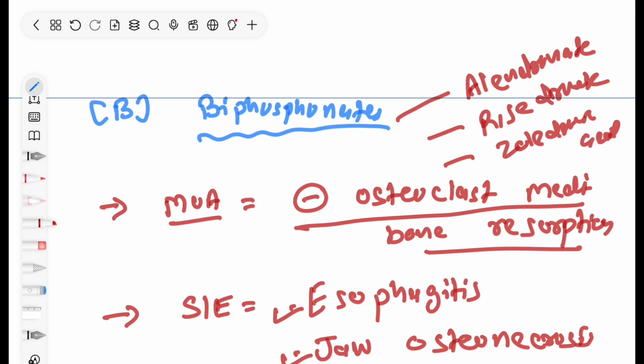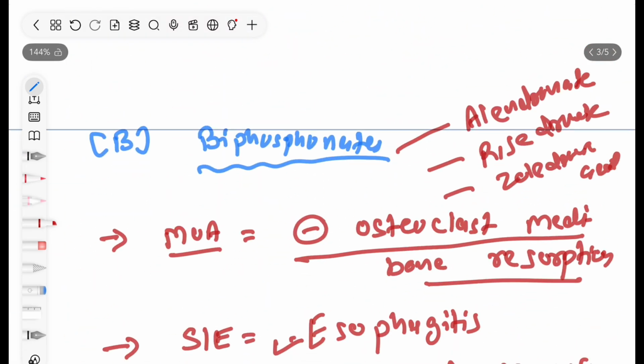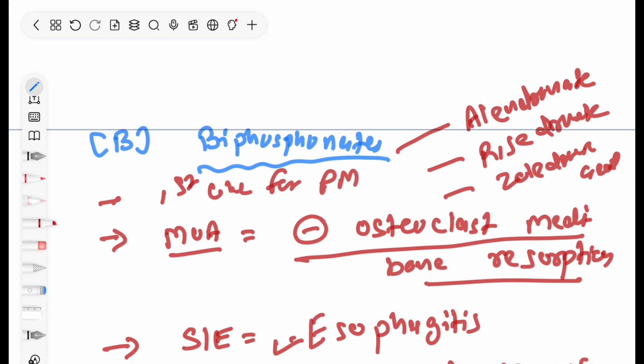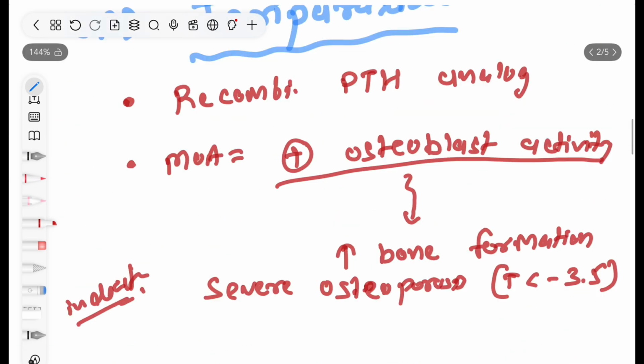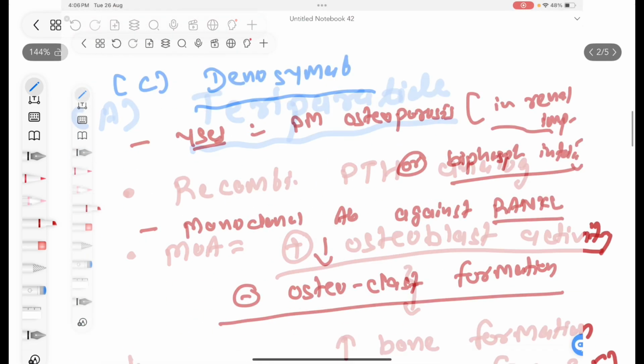So here, biphosphonate is the first line for postmenopausal osteoporosis. So the correct answer is biphosphonate, because it's first line in osteoporosis. But let's discuss option C and D.